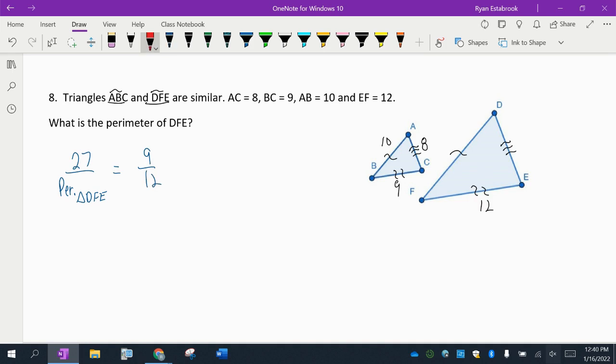So the only unknown in this equation is the perimeter of DFE. Before I cross multiply, I'm going to divide by 3 over here, with smaller numbers. So 3 times the perimeter of triangle DFE is equal to 27 times 4. I believe that's 108. Divide both sides by 3, and we get the perimeter of triangle DFE is 108 divided by 3. That's 36 units.